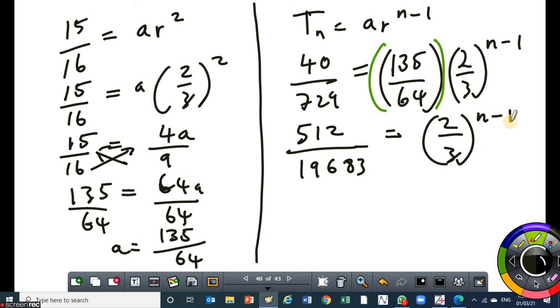Alright, when you get here, can I have your attention? Can you convert 19,683 to a base of 3? Well, 512 can be converted to a base of 2. 19,683 is 3 to the power of 9. So this 512 is going to also be equal to 2 to the power of what? Of 9. Are you following?